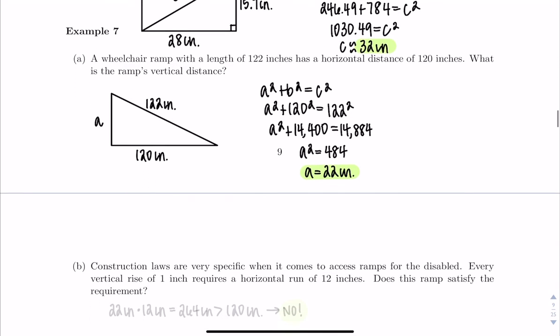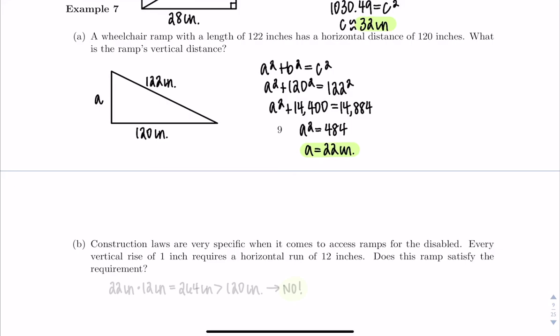Now, construction laws are very specific when it comes to access ramps for the disabled. Every vertical rise of 1 inch requires a horizontal run of 12 inches. Does this ramp satisfy the requirement? So if we have a vertical rise of 22 inches, which is what we found out in Part A, we have to have a horizontal run of 12 inches for each one. So multiplying that by 12, we end up with 264 inches, which is way greater than the 120 inches of our ramp. So this does not satisfy the regulations.